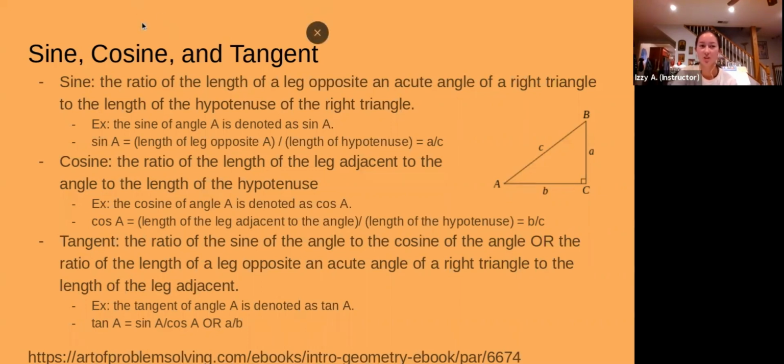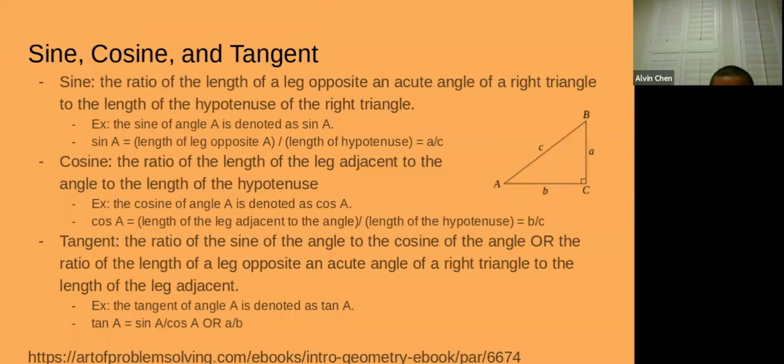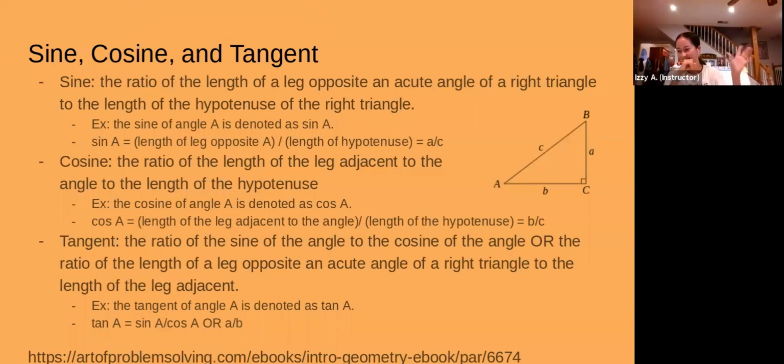Speaking of ratios, there are three important ratios that you will deal with when it comes to trigonometry. Those are sine, cosine, and tangent. There are also their reciprocals, like cosecant, which we're going to deal with later, I think in a different section. But first we're going to start with sine, cosine, and tangent.